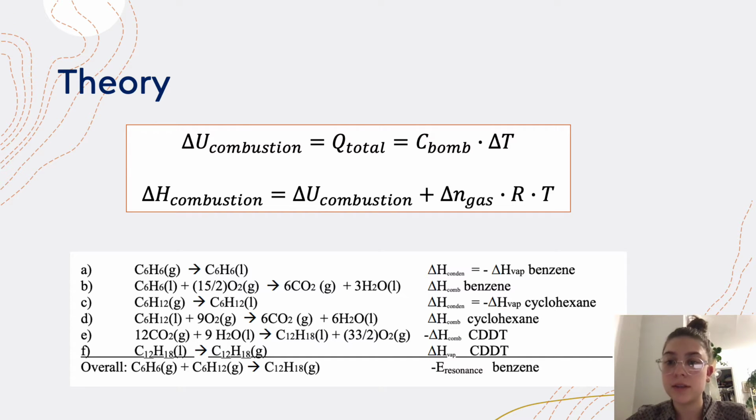Since all the processes are considered state functions, we can use Hess's law to determine the resonance energy of benzene. Here, we can sum the reactions and phase changes to determine resonance energy of the gaseous reaction that couldn't otherwise be determined experimentally. And here we have a list of these reactions that all sum up to get the resonance energy.